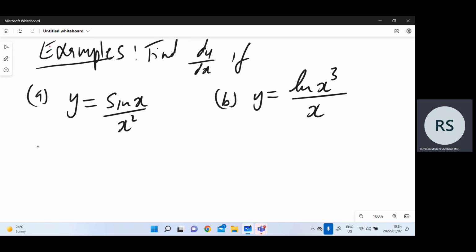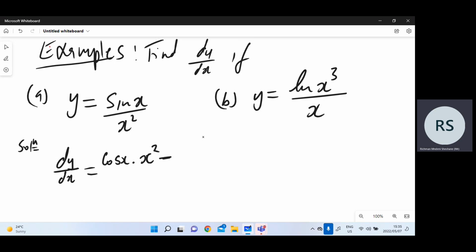Let's start with a, solution. dy/dx. I'm deriving y, which is a function over a function. So again, always when we're deriving a function over a function, we apply the quotient rule. The quotient rule says derive the numerator. The derivative of the numerator is cos x, while we leave the denominator function. I assume you understand the quotient rule by now.